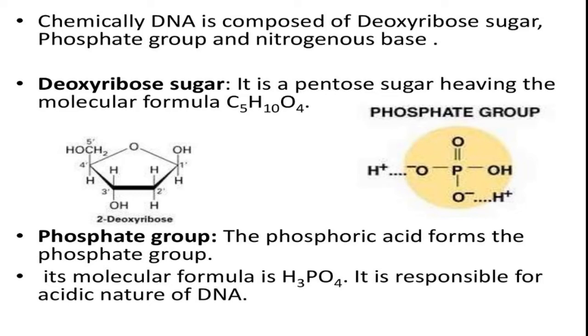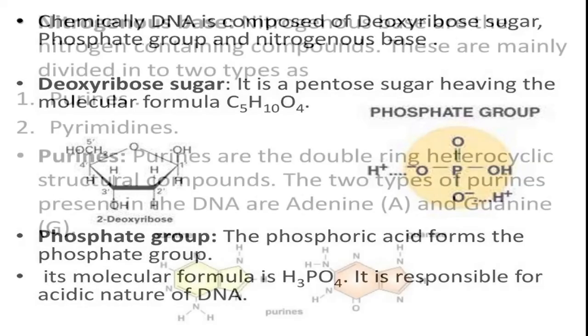Another component is the phosphate group. What provides DNA its negative charge is the presence of phosphate groups. Because of the phosphate group, the DNA is negative in nature. The phosphoric acid, which is represented over here, forms the phosphate group. Its molecular formula is H3PO4. It is responsible for the acidic nature of the DNA. This is the one which renders acidity to DNA.